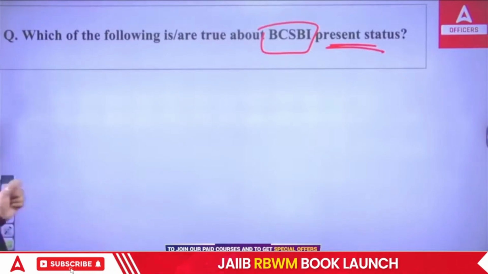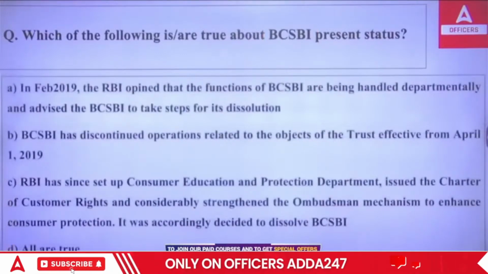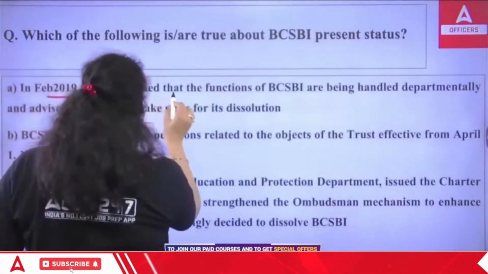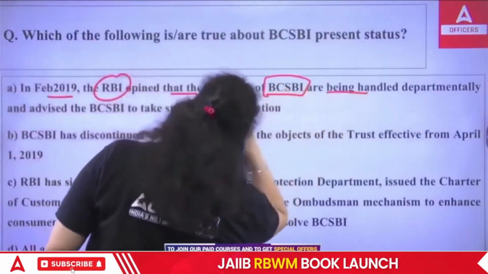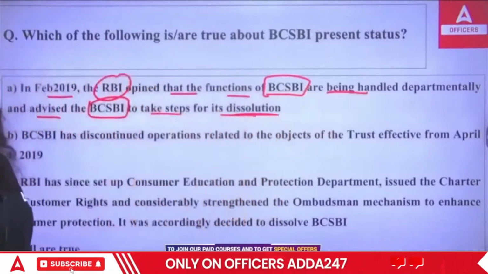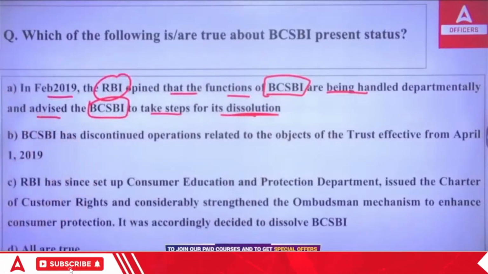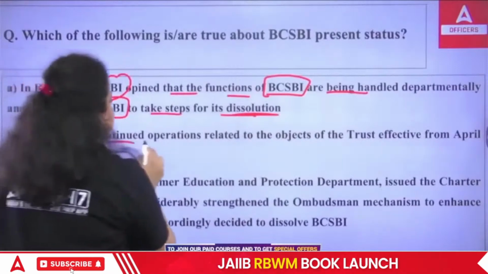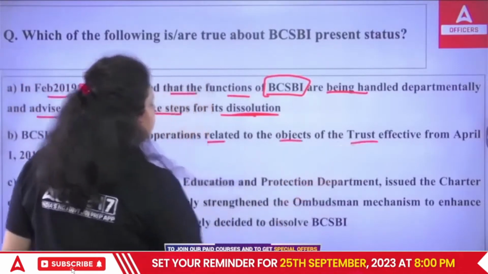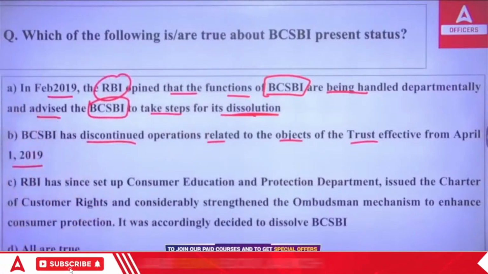Okay. So you can see here, these are the statements. Out of these, you have to tell which of the following is true. The first one says that in February 2019, RBI opined that the functions of BCSBI are being handled departmentally and advised the BCSBI to take steps for dissolution. The second says BCSBI has discontinued operations related to the objects of the trust effective from 1st April 2009. Like BCSBI discontinued its operation from when? From 1st of April 2009.